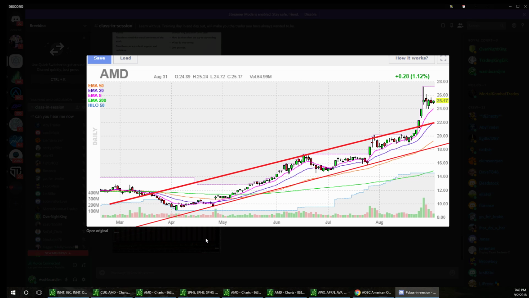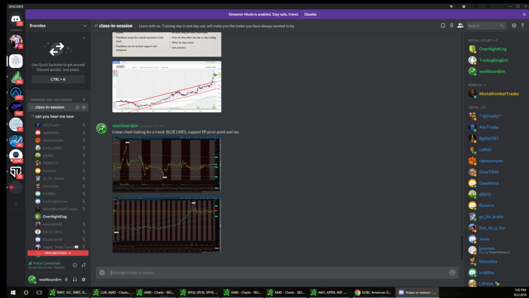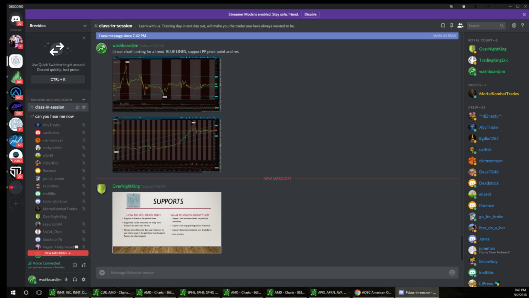Going to the next aspect of things. When you have trend lines, you also have supports. So supports are just as important, if not as important, as trend lines. So if this would copy and paste correctly. Supports. How do you draw them? Supports are drawn at the period lows.